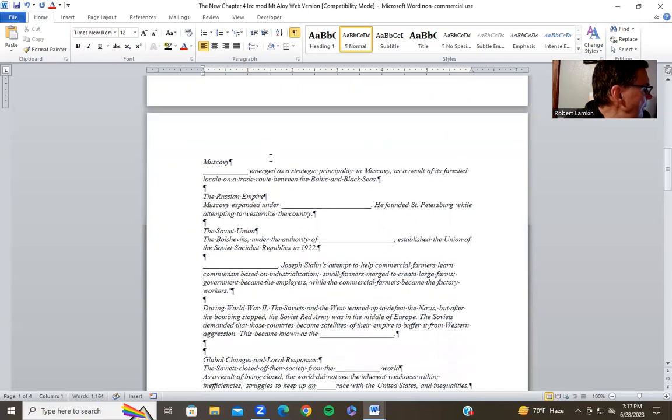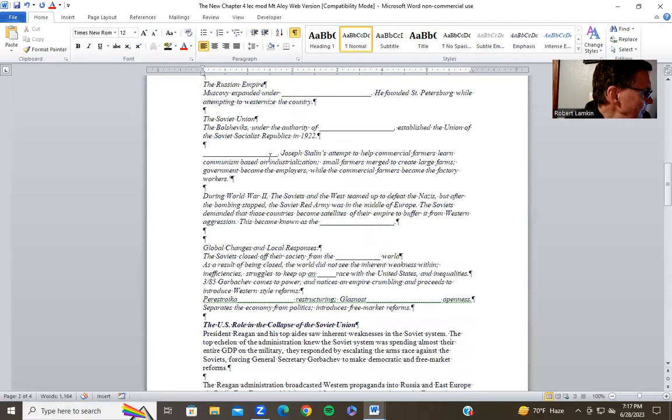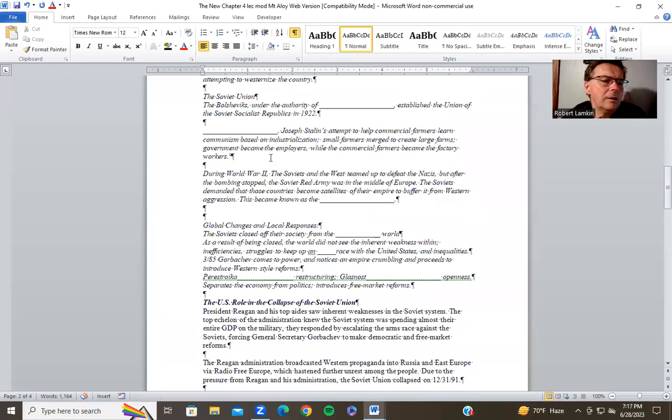Down. The Soviet Union. Okay. The Soviet Union, fast forwarding, or the Russian Empire. I'm sorry, I'm skipping ahead here. The Russian Empire. Gonna say, Peter the Great's got to get in there. After Muscovy, we're fast forwarding, not as far as the Soviet Union, but briefly, we'll talk about the Russian Empire and Peter the Great. He founded St. Petersburg while attempting to westernize the country.